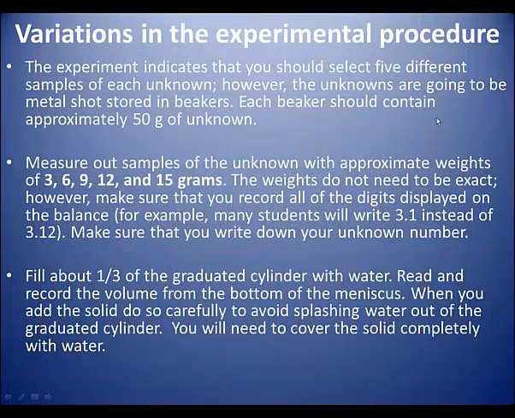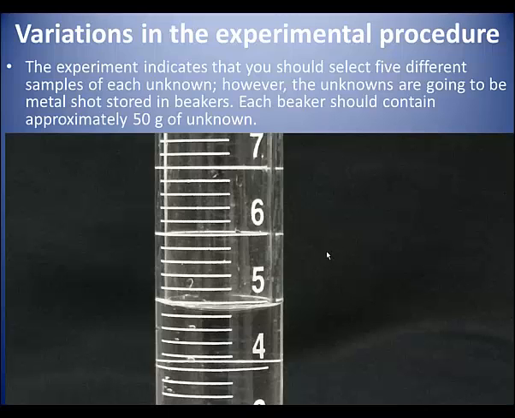In order to determine your displaced volume using the water in the graduated cylinder, fill about 1/3 of the graduated cylinder with water. Read and record the volume from the bottom of the meniscus. When you add the solid, do so carefully to avoid splashing water out of the graduated cylinder. You'll need to cover the solid completely with water.